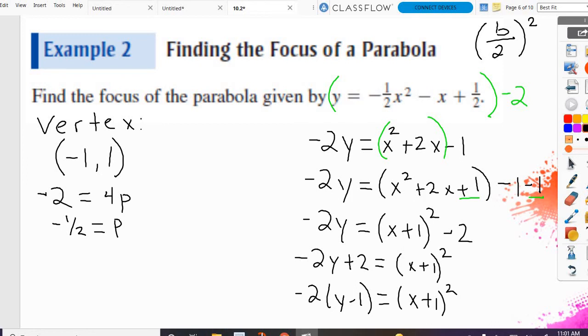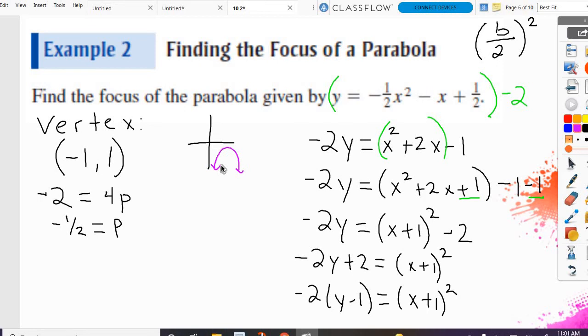So what's our graph look like? Which way is it going to open? Remember, if my p-value is negative, it's going to open down, right? So my x is what's being squared, so it has to open up or down. But if I have a negative in front of my x squared, right, it opens down instead.